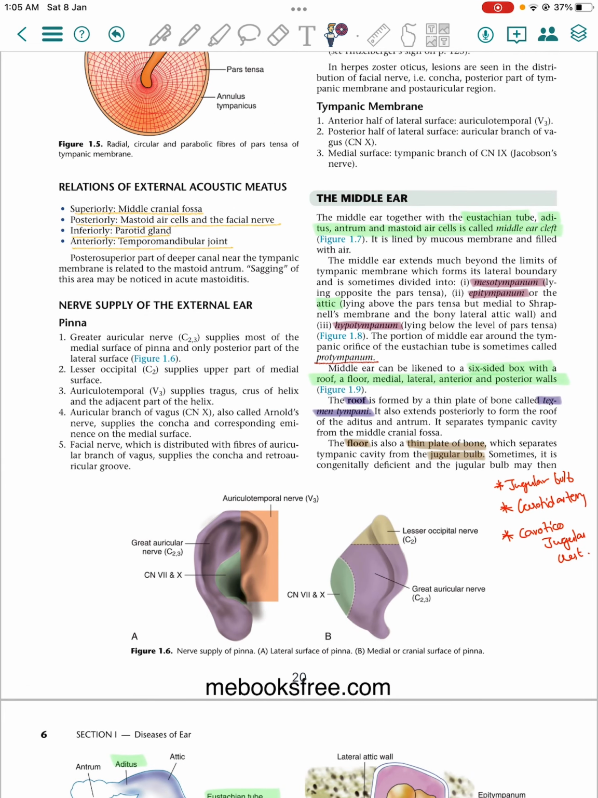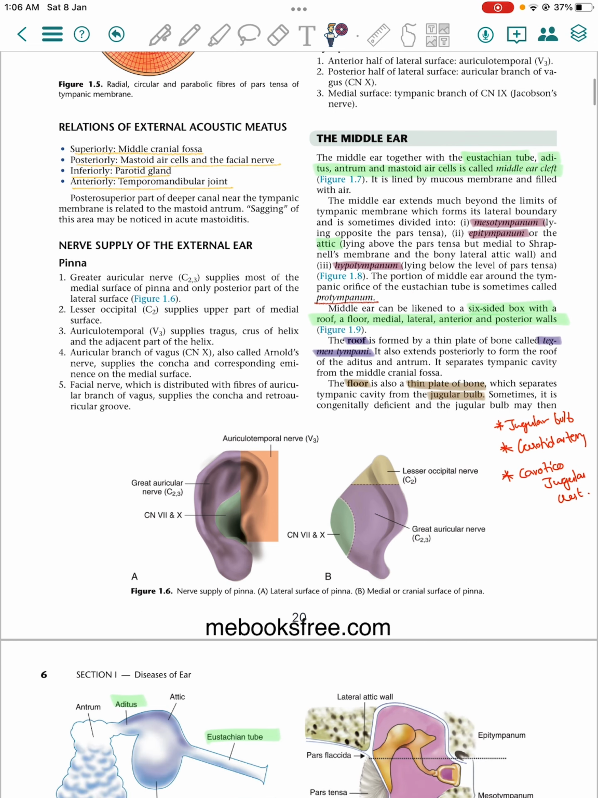This middle ear is divided into three parts by the pars tensa, guys. You know the pars tensa, which is present in the tympanic membrane, which divides the middle ear into three parts. The part above the pars tensa is the epitympanum. Opposite to the pars tensa is the mesotympanum, and below the pars tensa is known as the hypotympanum, guys.